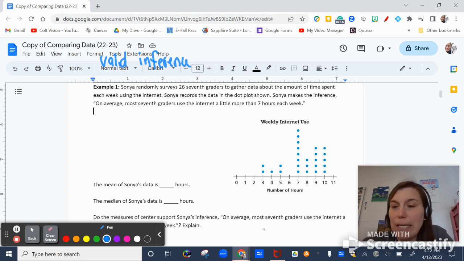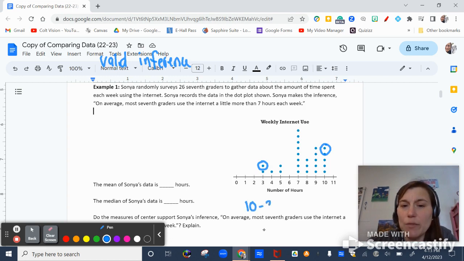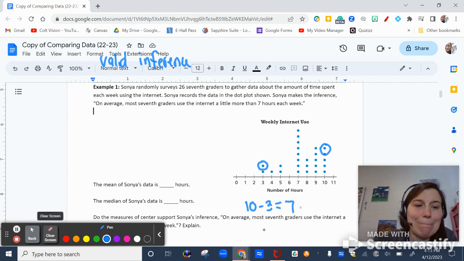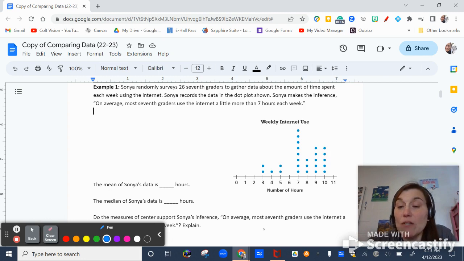So we're going to do the easiest thing as we look at this dot plot: we're going to look at the range and the mode. So I'm going to look for the smallest data, which is 3, and the greatest data, which is 10. So the range would be 10 minus 3, which is 7. So that's the range of 7. That's how many hours apart these are.